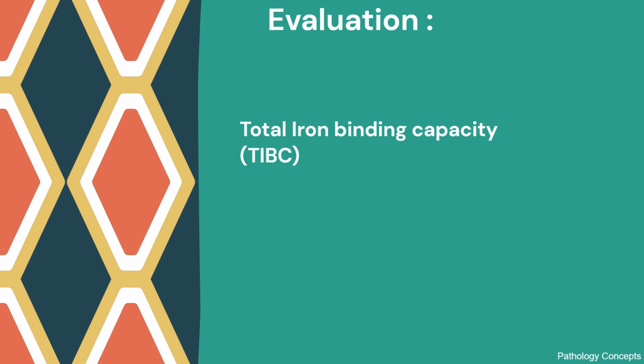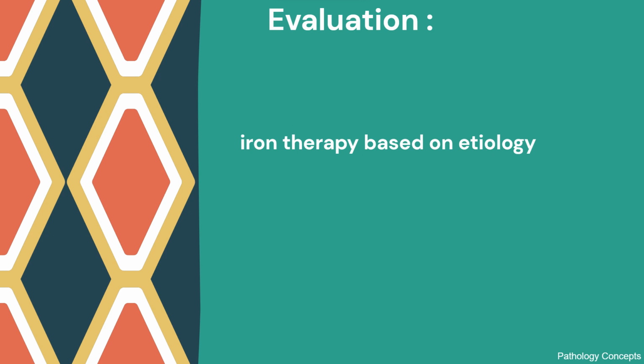Iron binding capacity is the capacity of transferrin to bind with iron. Iron binding capacity is of two types, TIBC and unsaturated iron binding capacity, that is UIBC. The implementation of iron therapy can be initiated based on several different guidelines depending on the etiology.